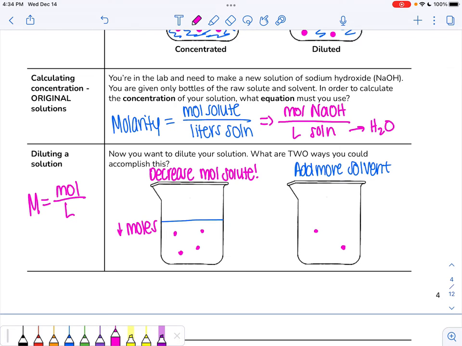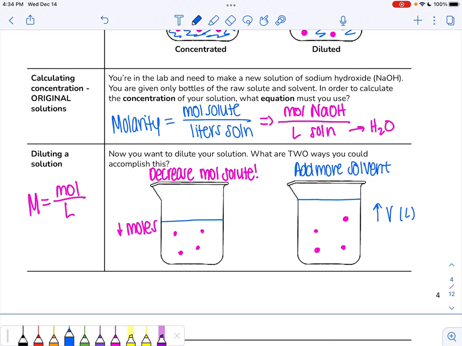So if I have a solution that has, let's stick with our 4 particles again in it. If I have 4 particles in my solution, or 4 moles in my solution, and I increase the volume of my solution by adding more solvent in, now these particles have even more space to roam around. So this would allow me to keep an original solution that I've already made and just add water to it and cause it to be more diluted than before. So in this case, I'm increasing my volume in liters.